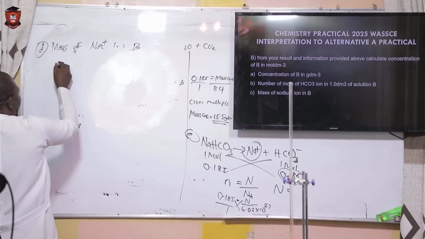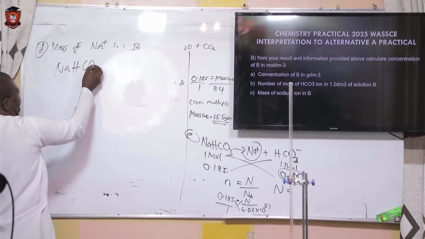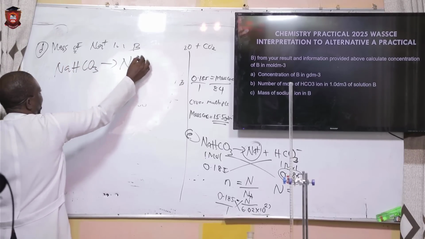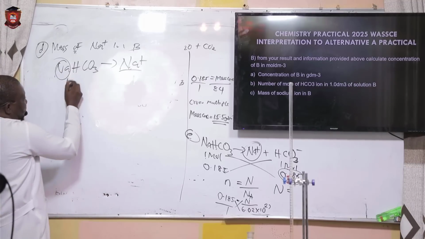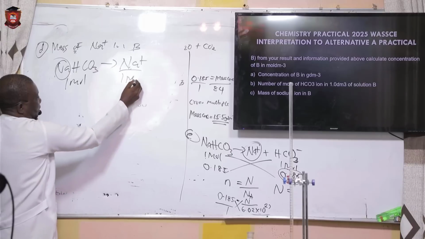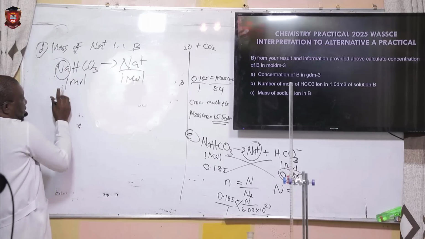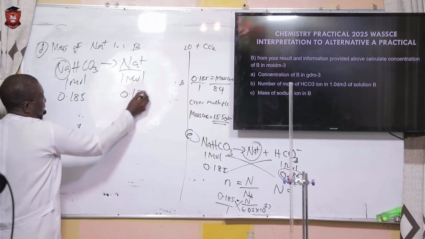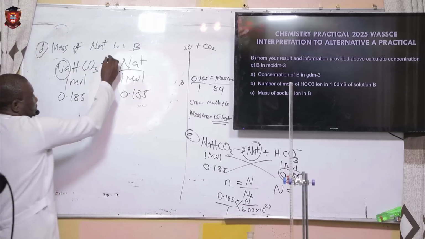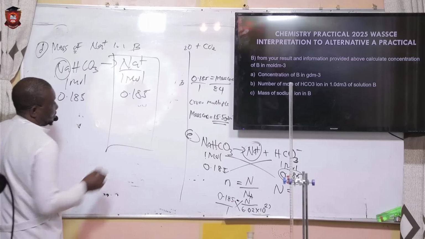So we only have NaHCO3 and they only have one Na+ inside here. So this is what we are looking at. This is 1 mole. This is also what? 1 mole. Molarity of this is 0.185, so this is also 0.185. So concentrate on this and get your answer.